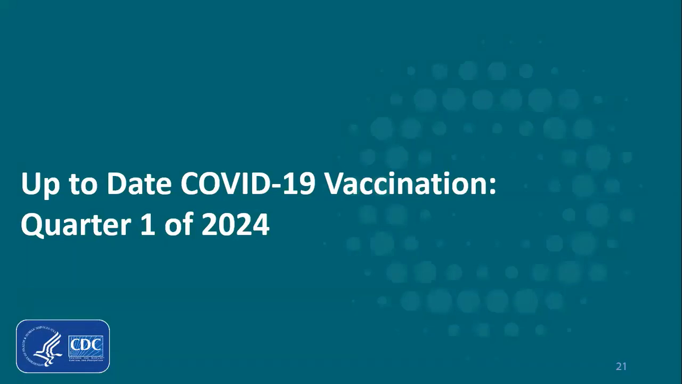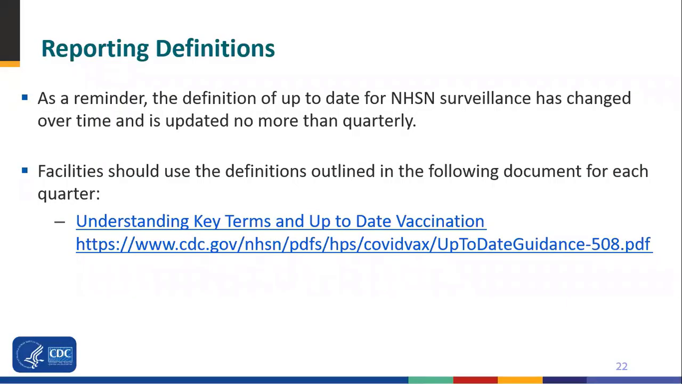We'll now review the definition of up-to-date vaccination that is being used for quarter 1 of 2024. The definition of up-to-date vaccination for NHSN surveillance has changed over time. Facilities should use the definitions outlined in the following document that is linked on this slide for each reporting quarter.